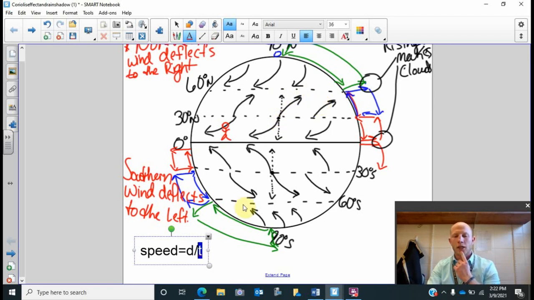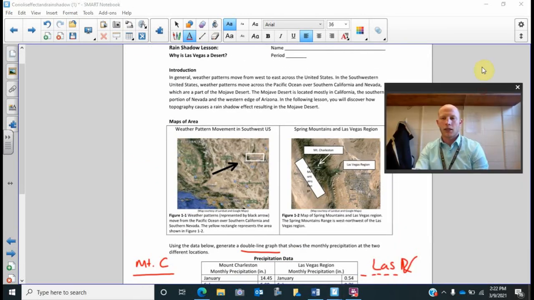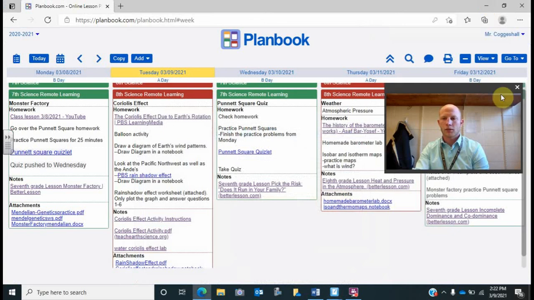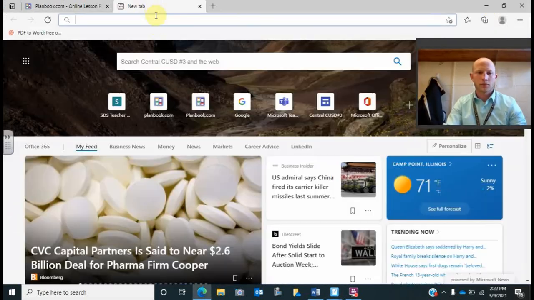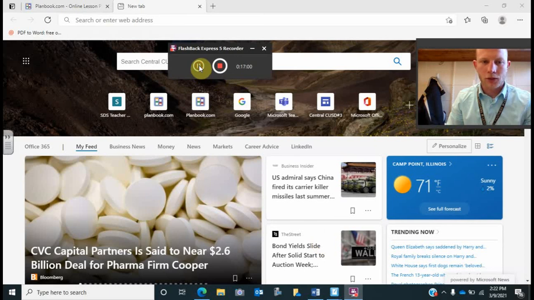Okay? I know that's kind of tough, but if you keep watching that video, it explains it a lot better. So there's that. That's the Coriolis effect right there. And the next thing we did is go and look at Google Earth. Let me go ahead and pause this for you guys.